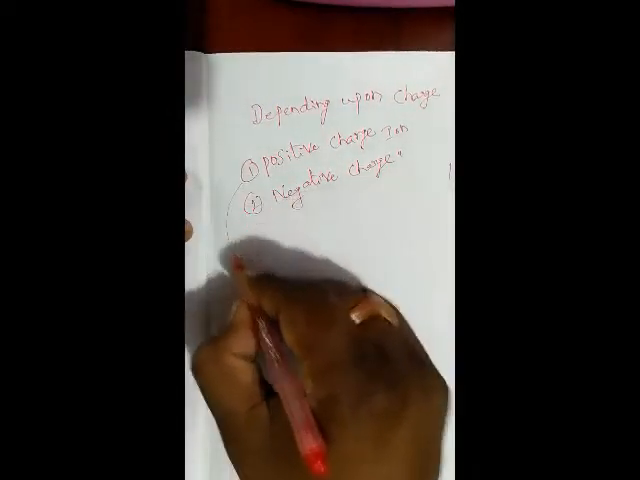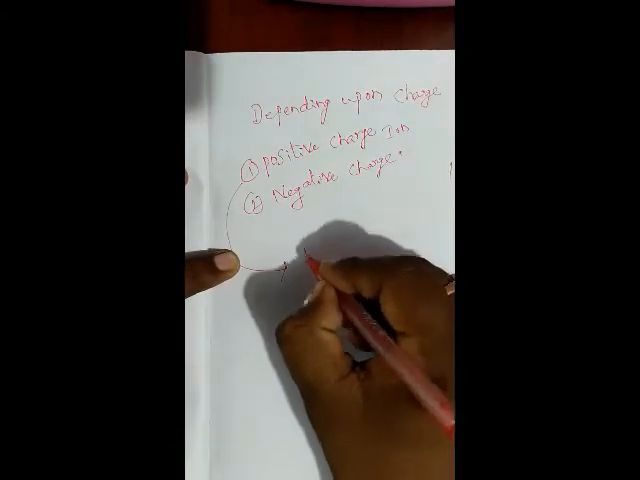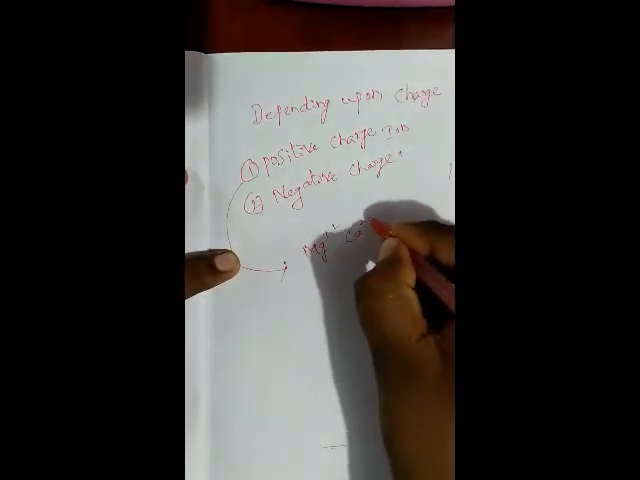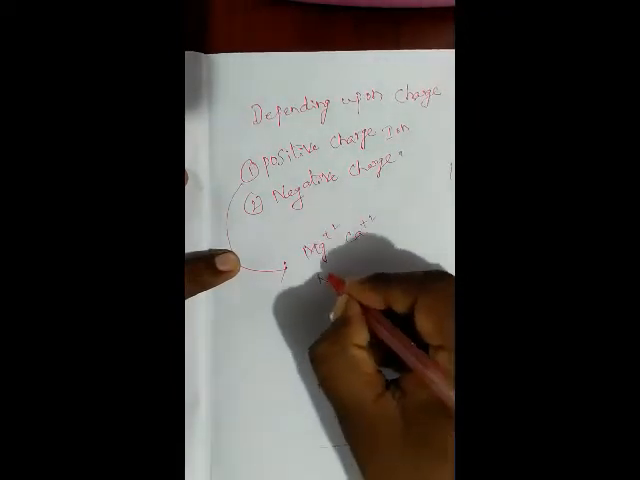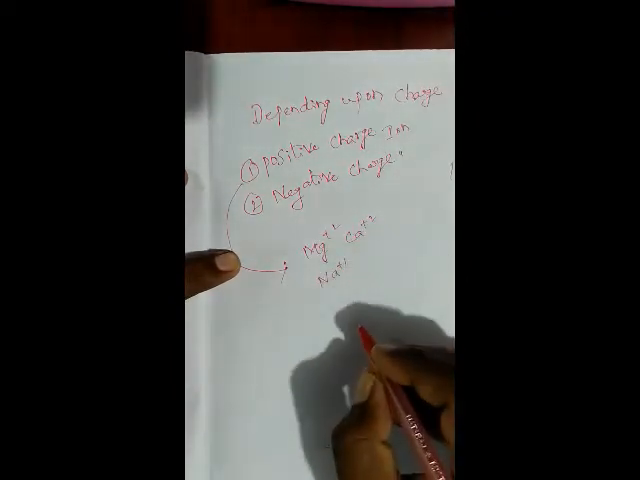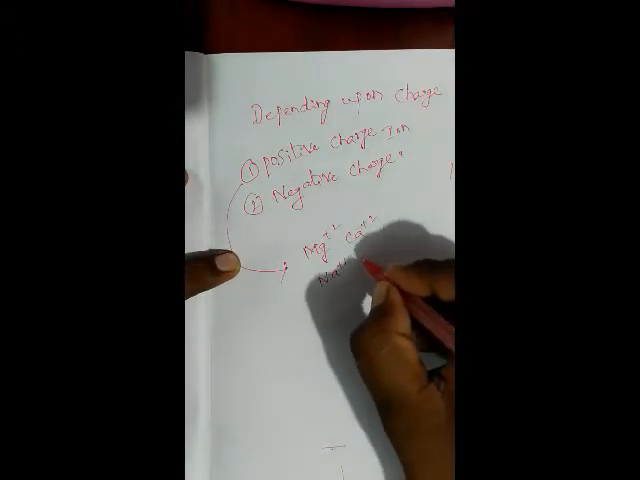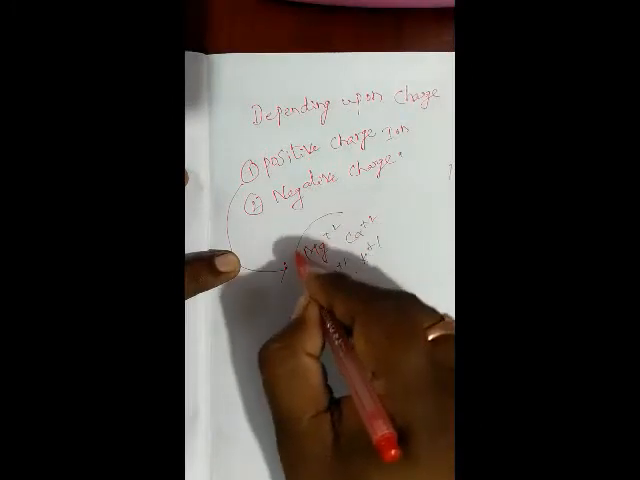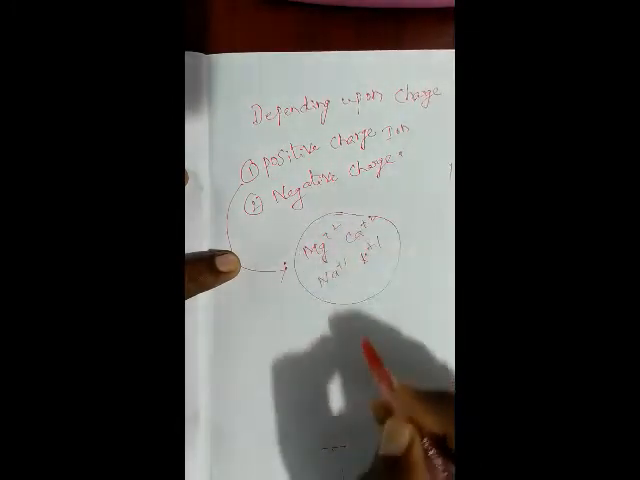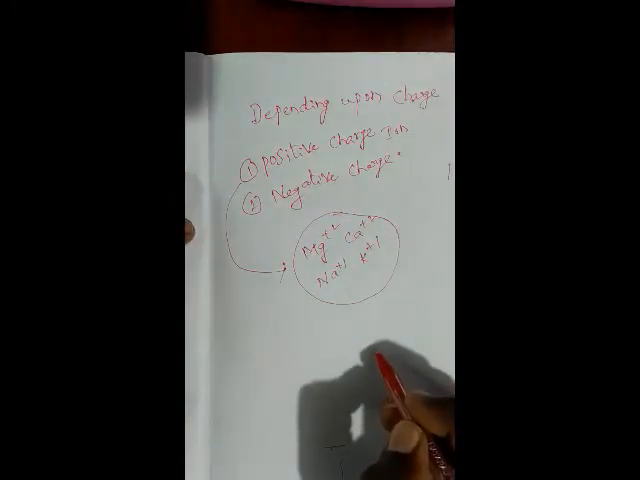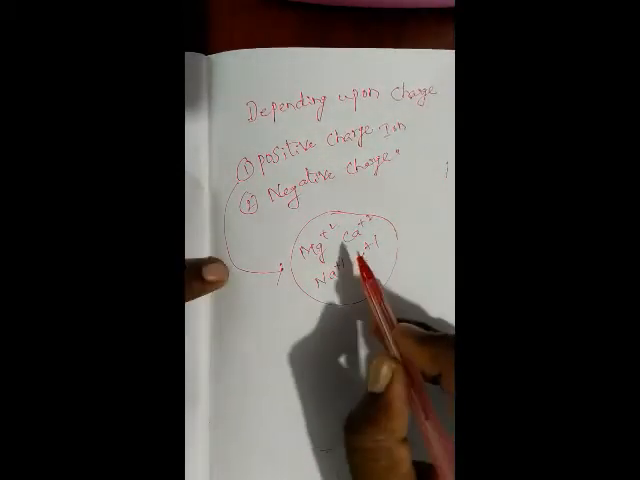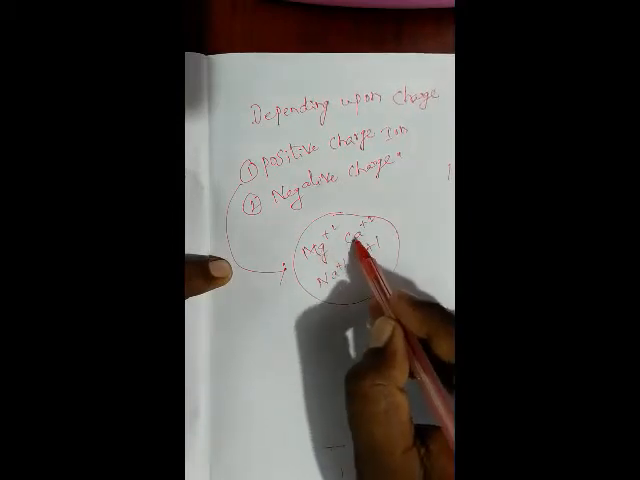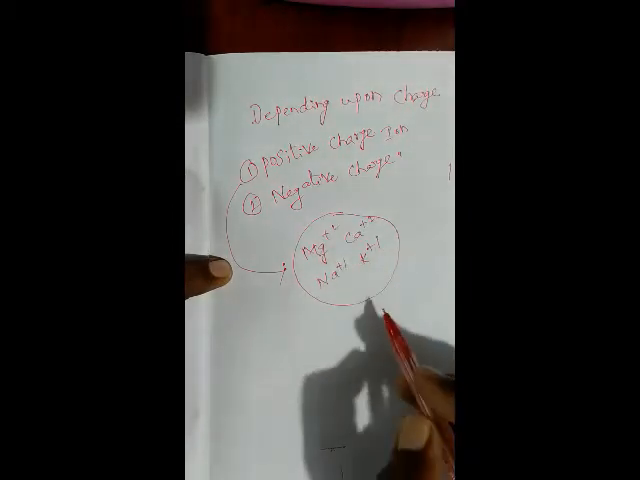So see here, the positive charge ions are Mg plus 2, Ca plus 2, Na plus 1, K plus 1. All these are known as positive charge ions or positive charge radicals, and most probably the positive charge atoms are metals. So magnesium metal, calcium metal, sodium metal, potassium metal.